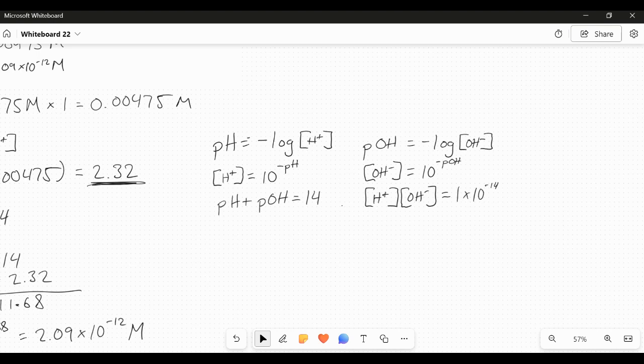But you for sure should know this one, this one, this one, this one, and this one. If you know those 5, you should be able to navigate between any of these problems. You should be able to go from pH to pOH to concentration of hydrogen to concentration of hydroxide basically freely. So, that being said, for review, make sure that you remember these formulas and make sure that you can apply them.